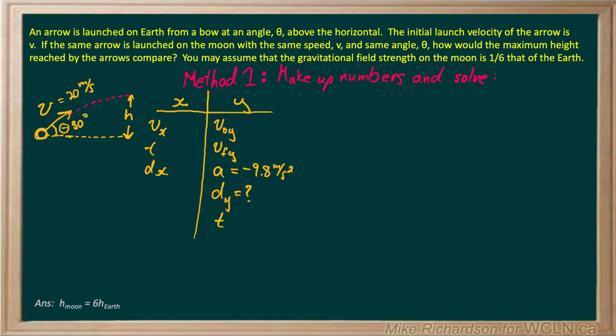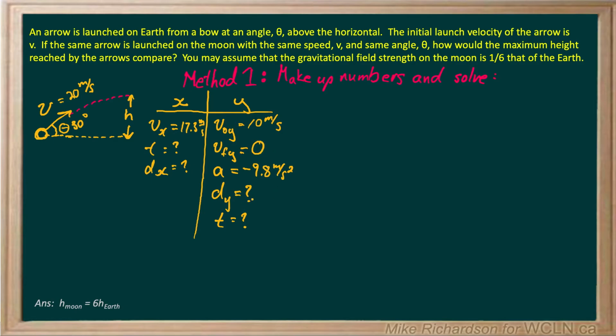If I use 20 meters per second for my launch speed at an angle of 30, when I go 20 sine 30, I get an initial value in the y direction of 10 meters per second. If I go 20 cosine 30, I get the x velocity, which is 17.3. Now I don't know what dx is, and I don't know the time of flight. So I'm going to put question marks beside all the unknowns. We do know at its maximum height, your final velocity vertically is 0.